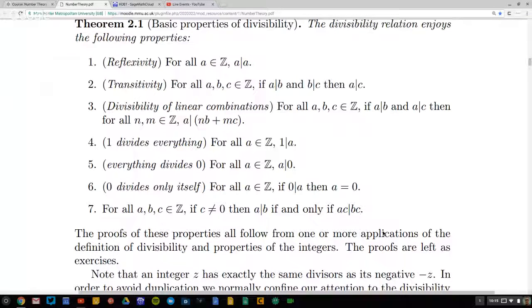We'll just run through them. So there's 7 of them here. There's kind of descriptive names attached to some of them, especially the first 2, reflexivity and transitivity. These are common properties that a relation might have.